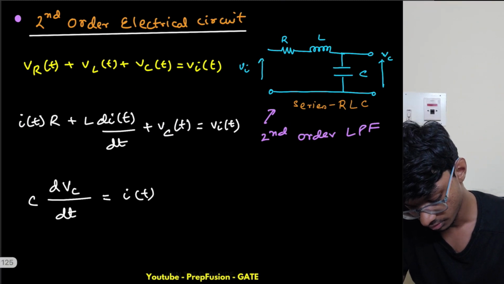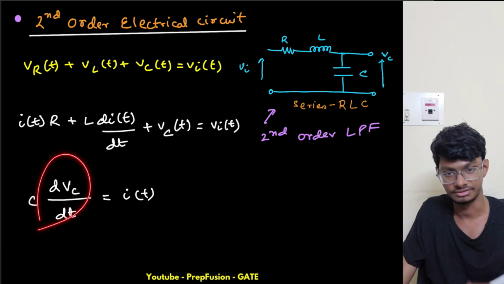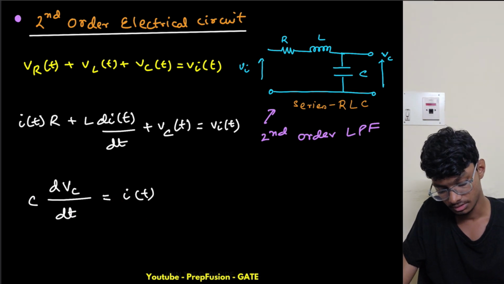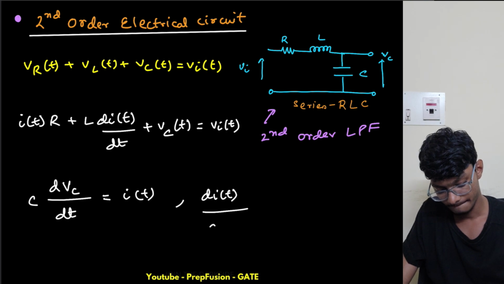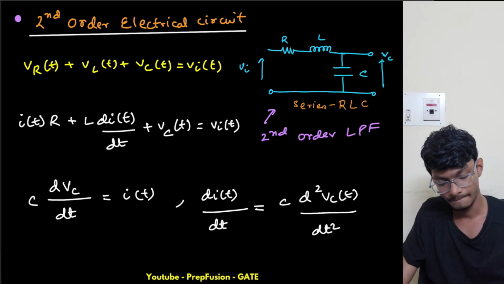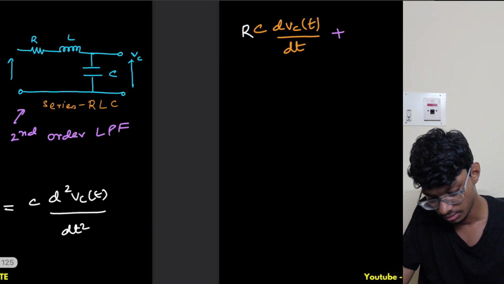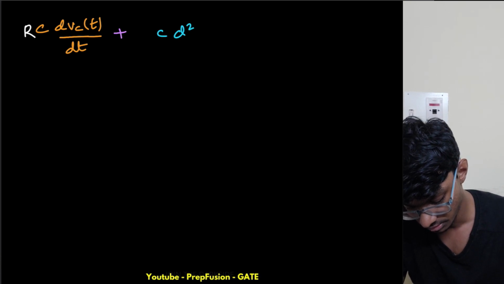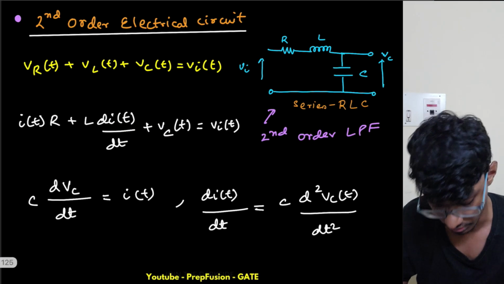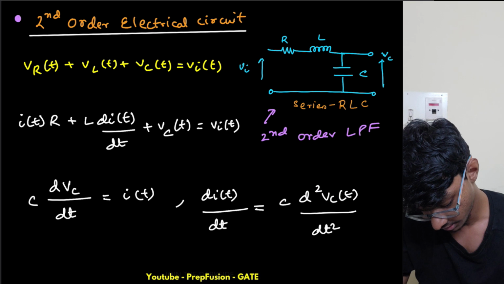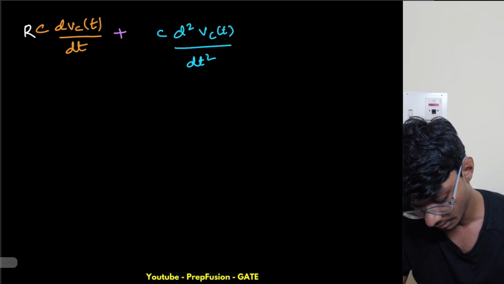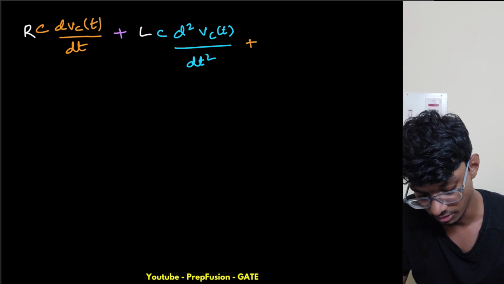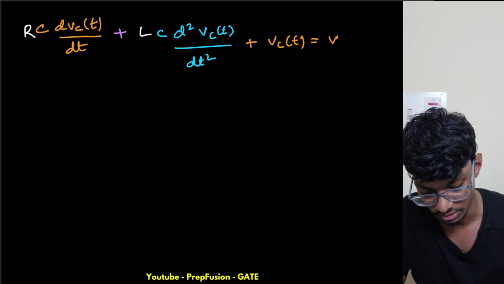Now here I have differentiation of current. What will it be? It will be the double differentiation of voltage. Basically if I differentiate this equation again, di of t by dt will be equal to C d square Vc by dt square. So I will replace this here: C d square VC of t by dt square. L will also come here, and L here is remaining. The third term is only VC of t, nothing changes here. And this is not 0, this is the input, right?